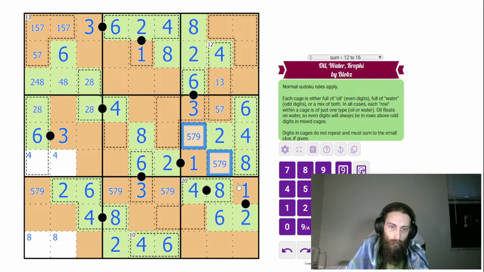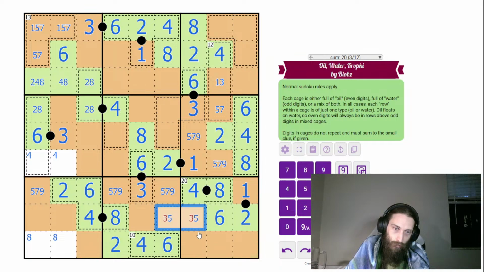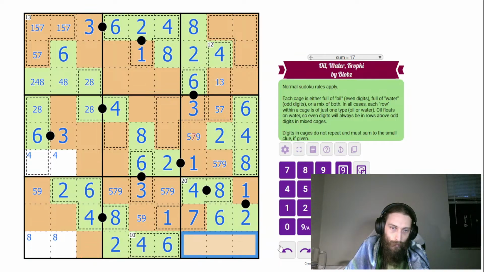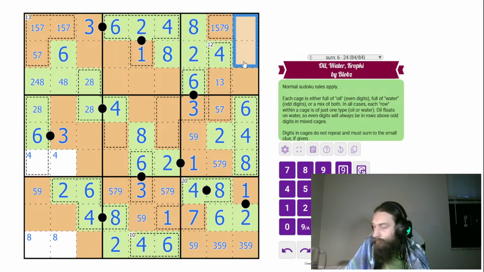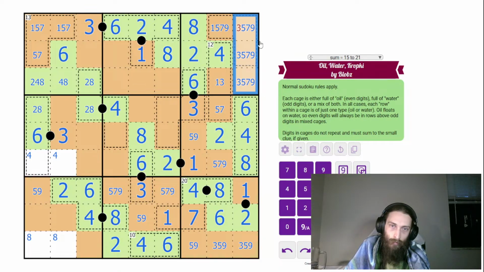So 9. Well, that's 12. So those sum to 8. Can't be 3, 5, so there's 7 and 1. 7 has to be on top. 5 and 9. Row 8 needs 3, 5, and 9, and 3 goes first. 9 there. 1 or 7.